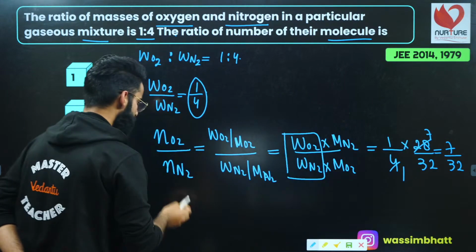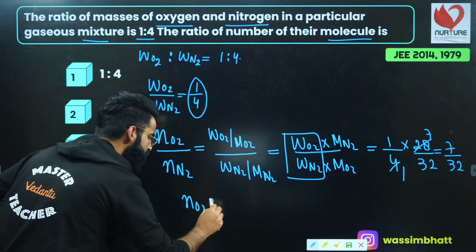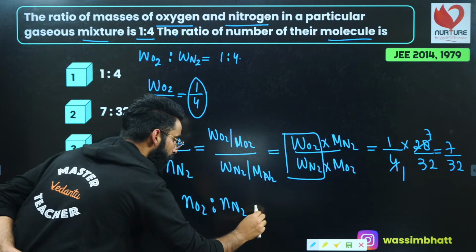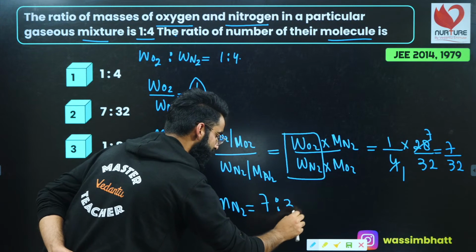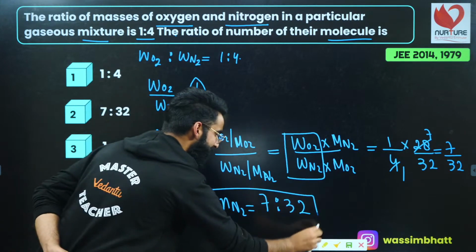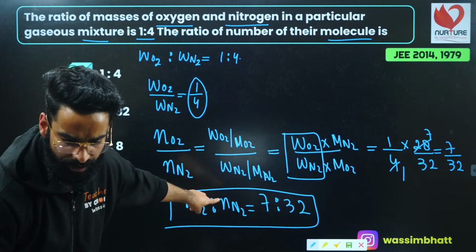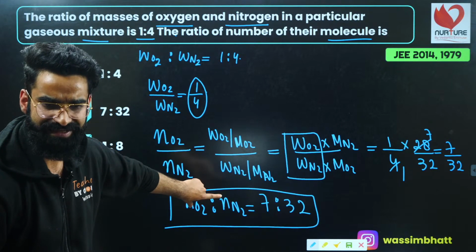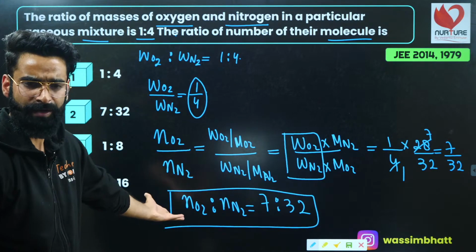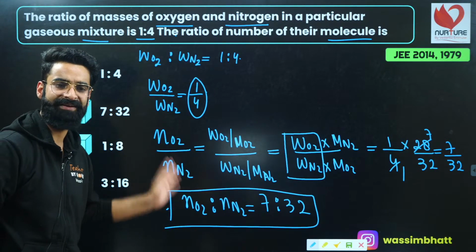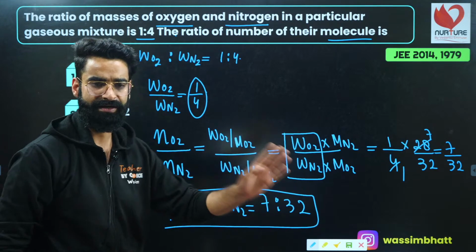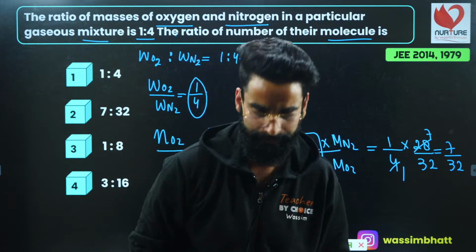So the ratio of the moles of O2 and N2 that you are getting over here is 7:32, right? As simple as that. And I told you in the beginning itself, whatever is the ratio of the moles of these gases, same is the ratio of their molecules, because when I calculate the molecules, Avogadro's number will cancel out. So the rest of the molecules will come out the same, right?